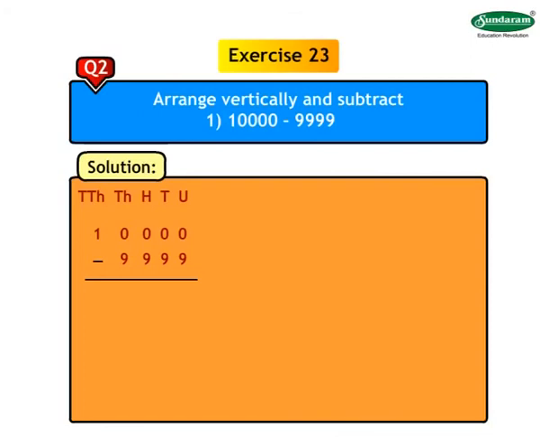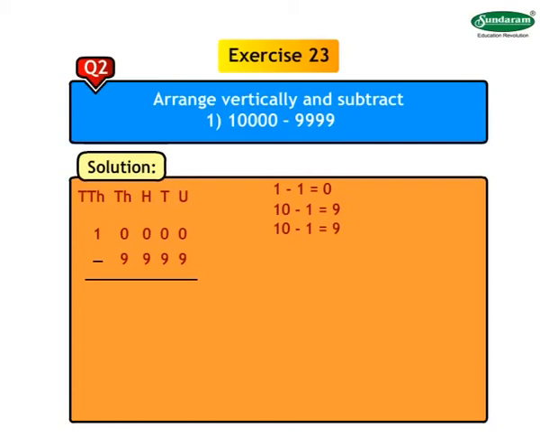But in tens, hundreds, thousands, there are zeros. So first borrow from 10,000's place into thousands place. Therefore, 10,000 place becomes 1 minus 1 is equal to 0. Thousands place will become 10,000. Next, borrow from thousands place into hundreds place. Therefore, thousands place will become 10 minus 1 is equal to 9,000. And hundreds place will become 10 minus 1 is equal to 9. And tens place will become 10 tens.